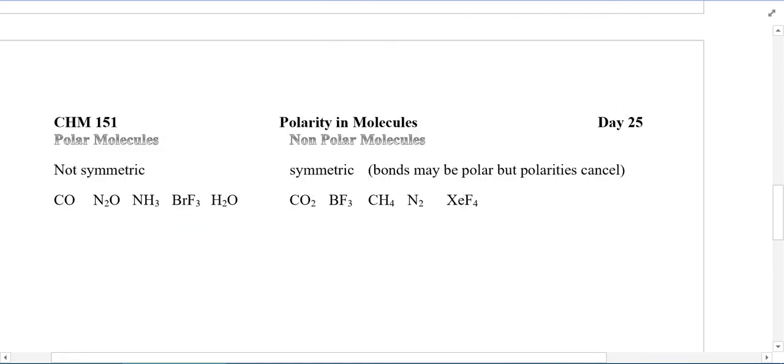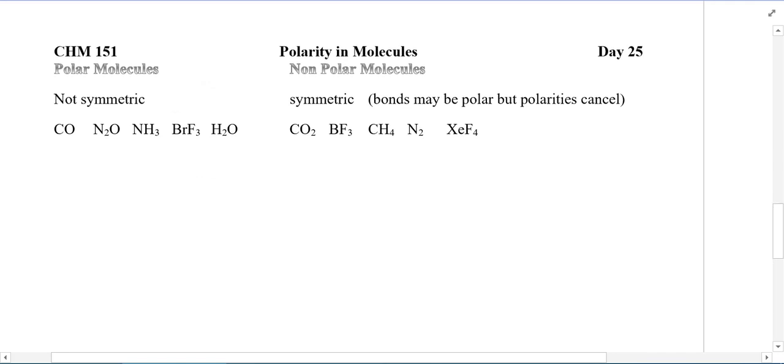So let's look at these. So polar molecules, nonpolar molecules. Not symmetrical. Let's look at CO. Carbon has 4 electrons, oxygen 6, with 10 electrons. Polar bond, 2, 4, 6, 8, 10. Well, oxygen, of course, is a top 5. So what happens here? This will be slightly negative. This will be slightly positive, and we're going that direction.